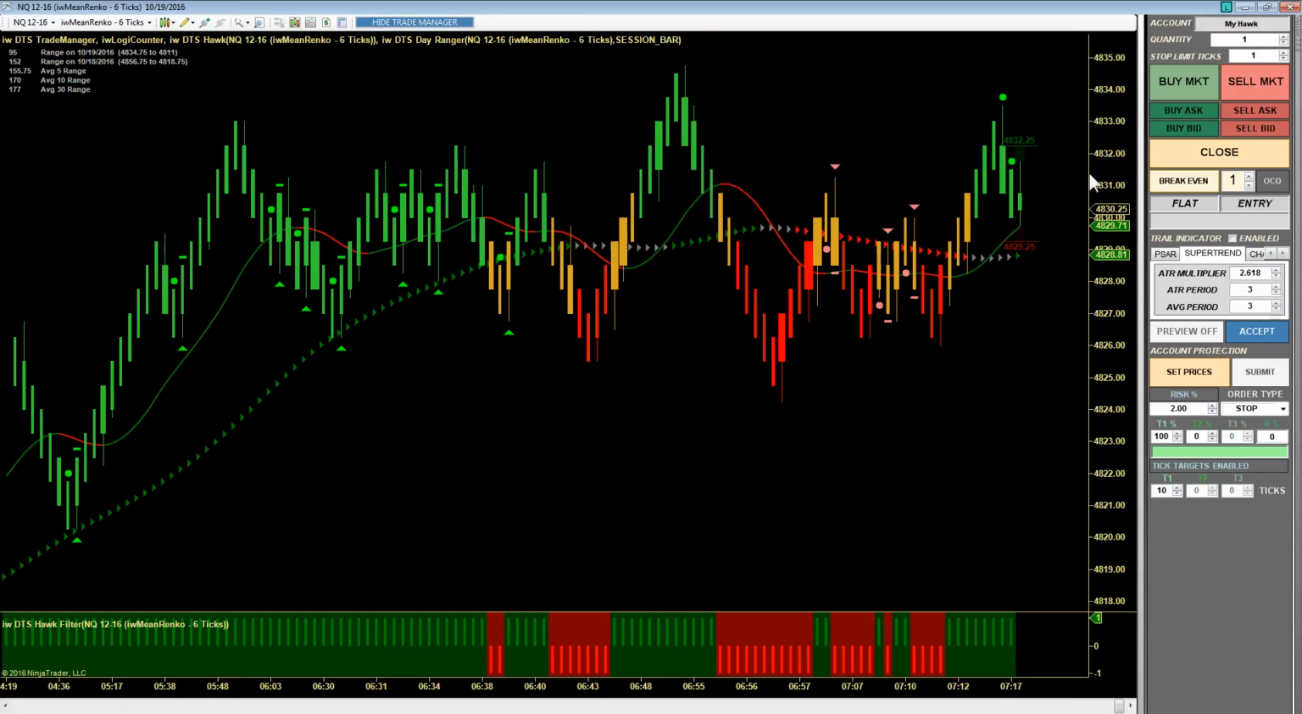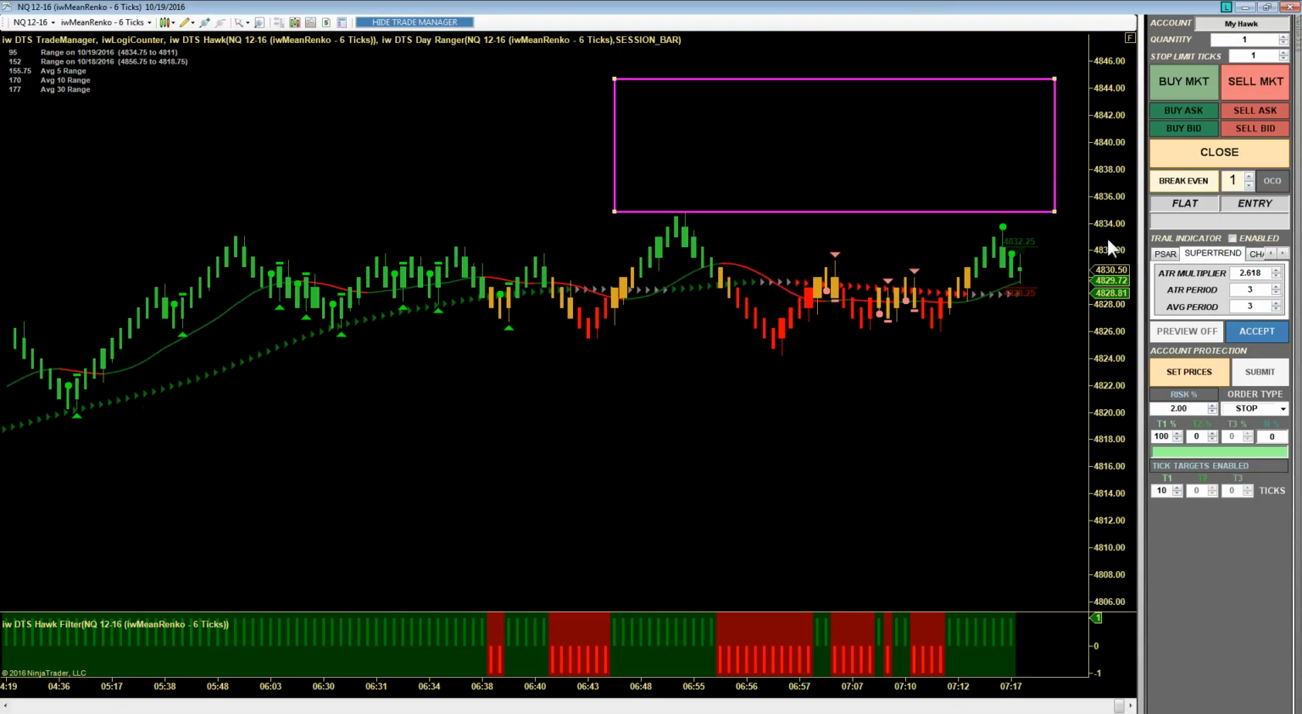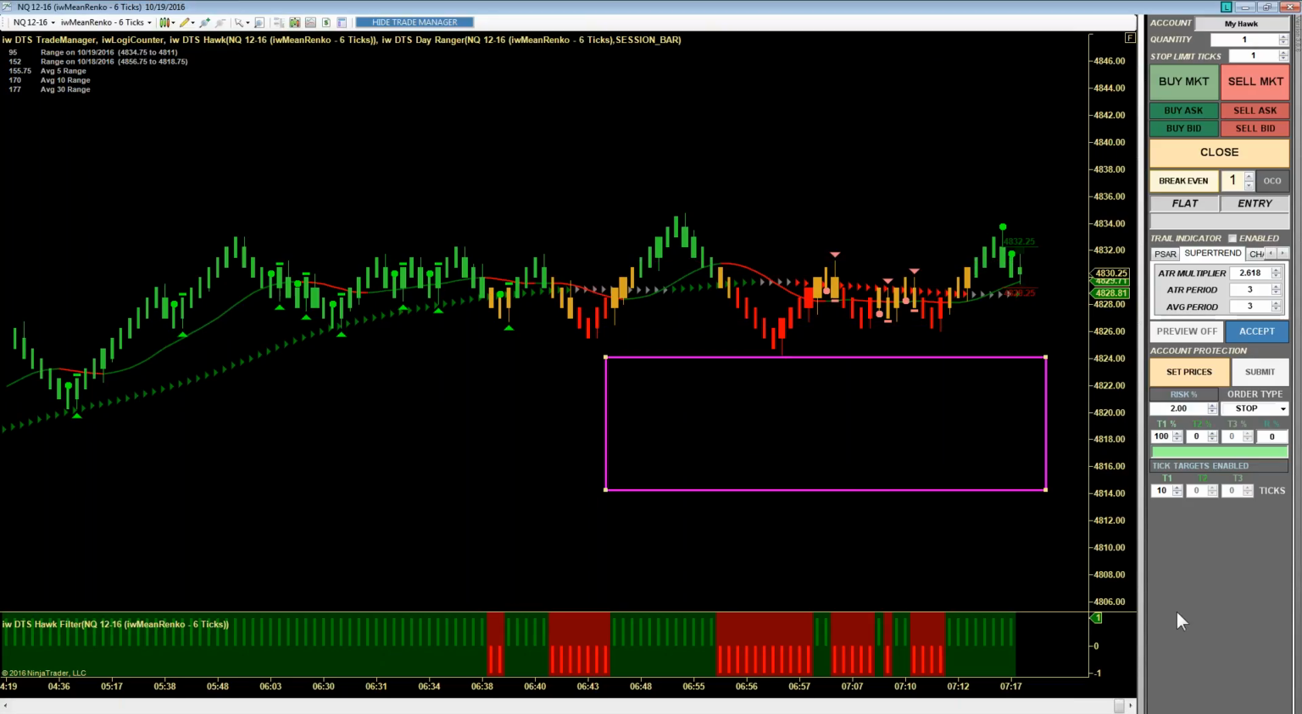If it breaks up, yeah, I can make a guess, right? I can look at this and I can say, all right, well, the channel's about yay tall, so there's a very good chance it's going to move at least one width of the channel, so we could look for a profit somewhere around 48.45. And likewise, if it breaks down through the bottom, maybe 48.14, right?